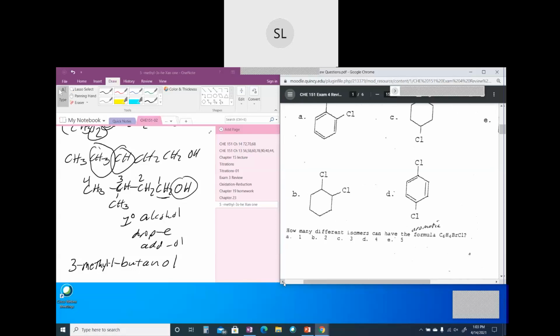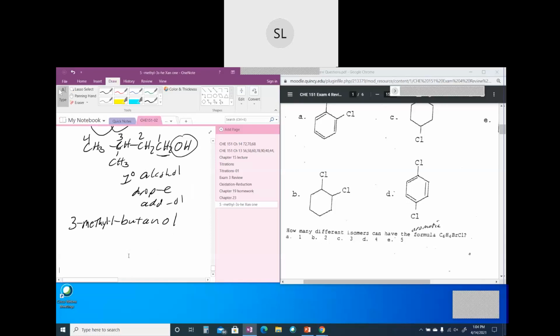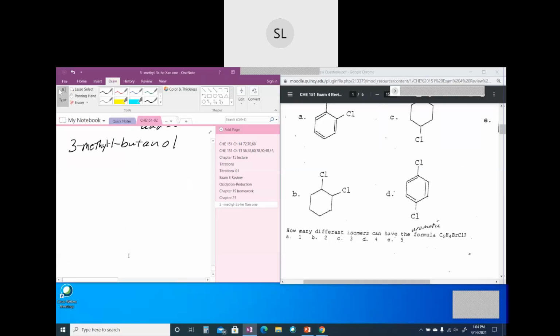All right, so how many different isomers can we have for the formula C6H4BrCl? And I wrote in there aromatic because otherwise the answer is not given. You can write all kinds of structures that have that formula that do not include a benzene ring. All right, so it has to be an aromatic hydrocarbon. So your C6H4 is here. All right, so that means that you can put your bromine here and then the chlorine here.